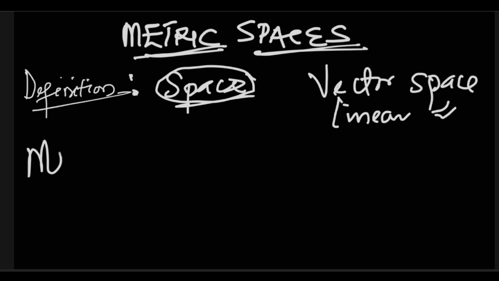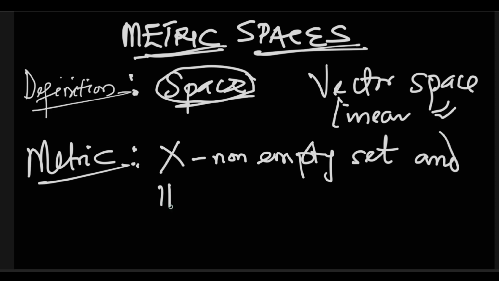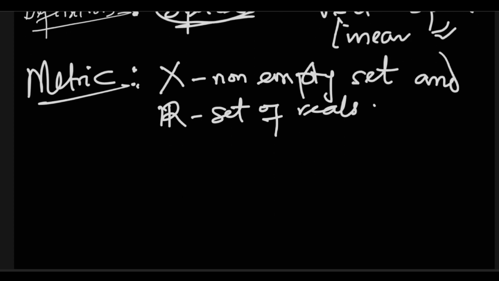Then a metric, which is very important here. Definitely we have to have a non-empty set. That is the first thing. You have a non-empty set and a set of real numbers. Those are the two things we need in defining a metric. Now a metric, you can say D, whatever you want to represent your metric with.